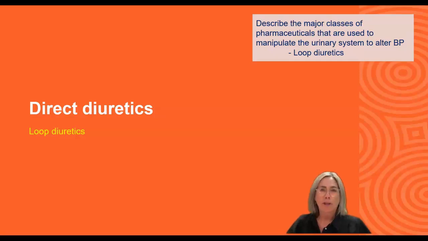Welcome back, everyone. We're now going to start talking about the direct diuretics, and in this recording, I'm going to be talking about the loop diuretics. So here's your detailed learning objective: to be able to describe the major classes of pharmaceuticals that are used to manipulate the urinary system to alter blood pressure. And here we're talking about loop diuretics.